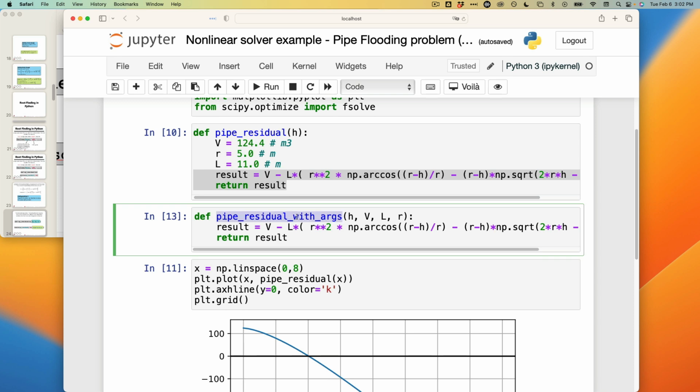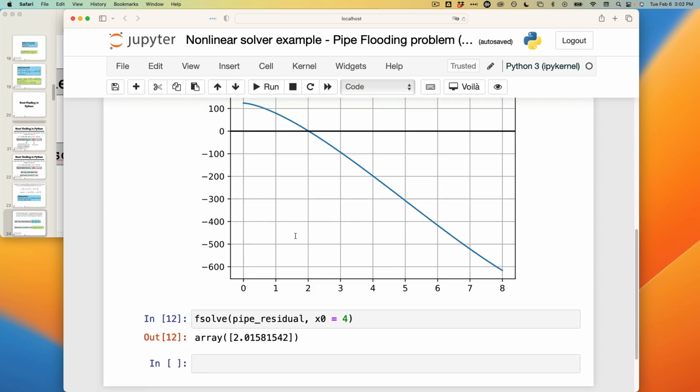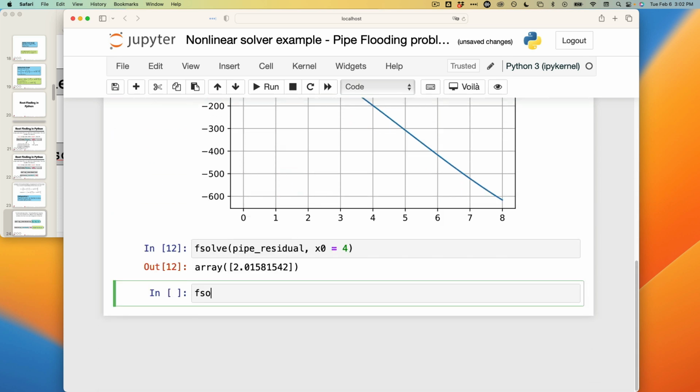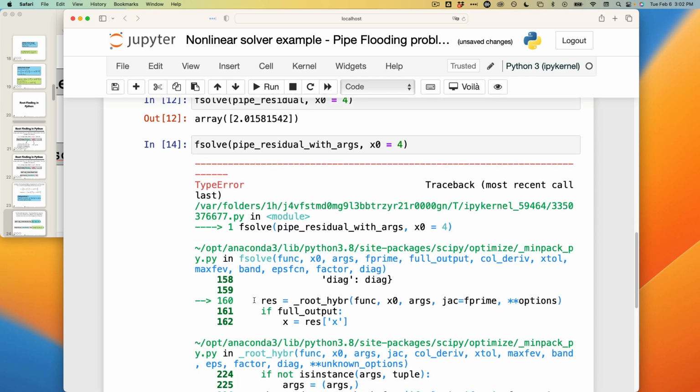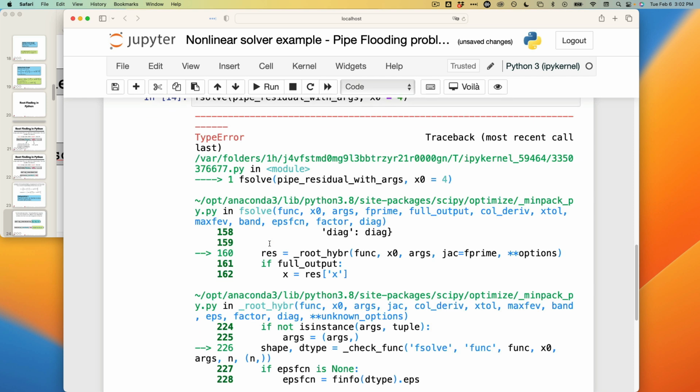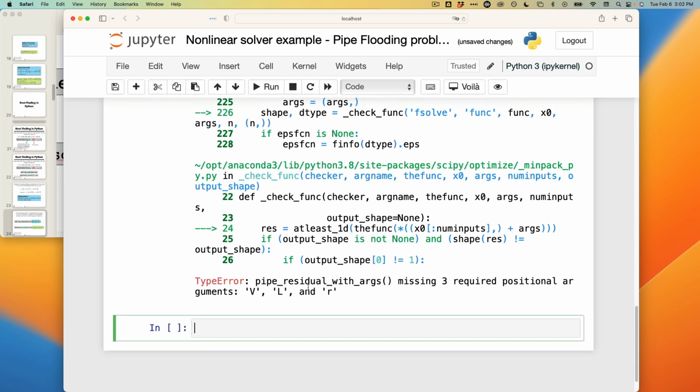Now if you try to pass this to fsolve, it's going to barf at you. So fsolve, pipe residual with args, x0 equal 4. It's going to throw an error. What is it? You go to the bottom: pipe residual with args is missing 3 required arguments, v, l, and r. So it doesn't know what they are.